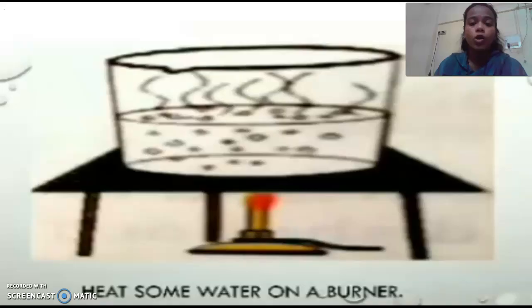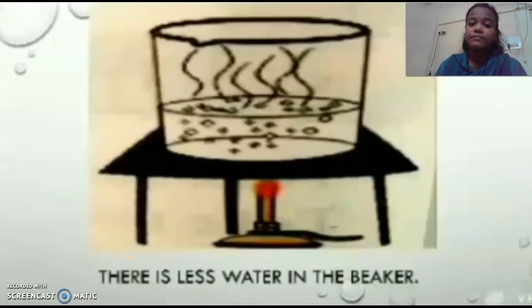Now heat some water on the burner like this. What do you see after some time? Yes, water begins to boil and you can see big bubbles in the bowl. Let's keep it boiling for some more time and we will see what happens. After some time, we can see that there is less water in the beaker. Why is there less water than before?